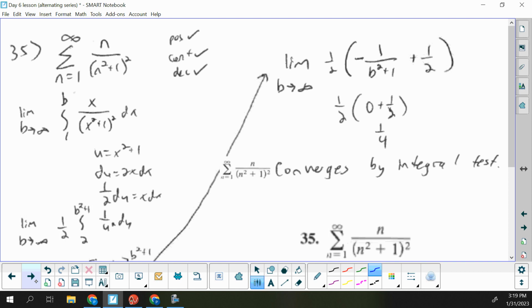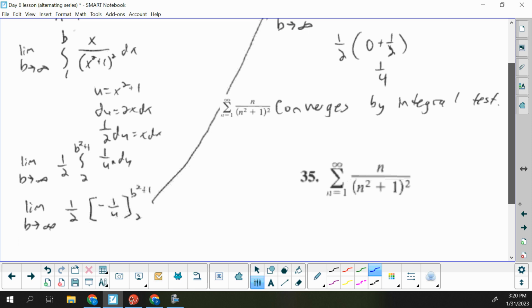35, it's positive, continuous, and decreasing, so we can switch that to an integral and make the n's x's, and we'll do an improper integral going from 1 to infinity. I jumped right into doing the limit and didn't show the infinity part. Then you can do a little u substitution with a correction of 1/2. When doing the u substitution, change your bounds to 2 and b squared plus 1.